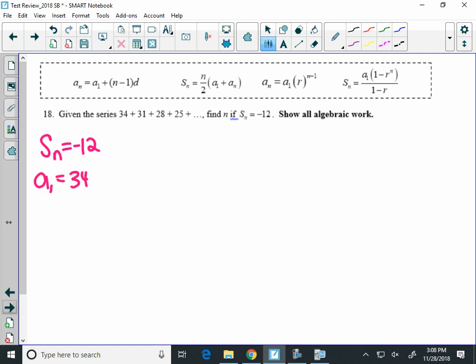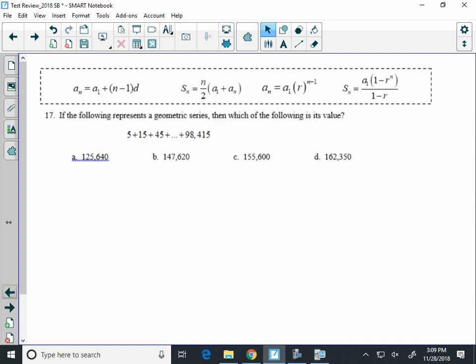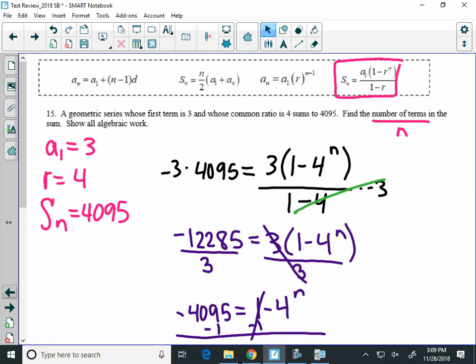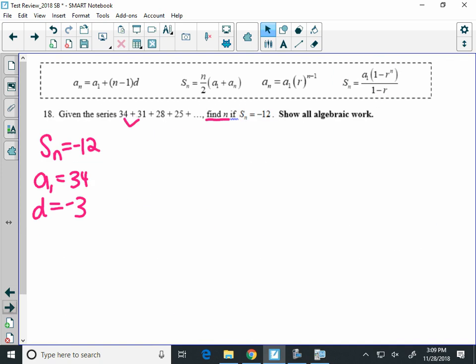And I know, let's see, the common difference, this looks arithmetic. It looks like I'm subtracting 3. Okay, that's what I know. I want to find the value of n. How many terms am I adding up? Well, this is the arithmetic sequence equivalent of the problem we did back here in number 15. So you're given the sum, you want to find the number of terms. So let's see what we know.